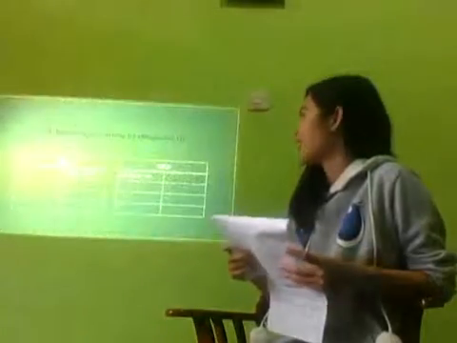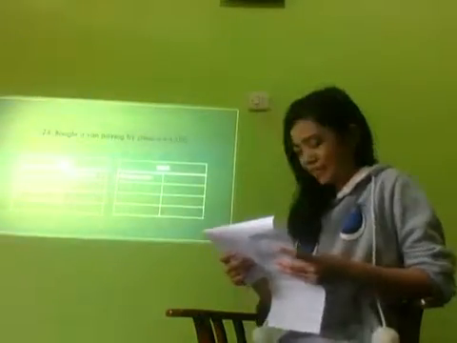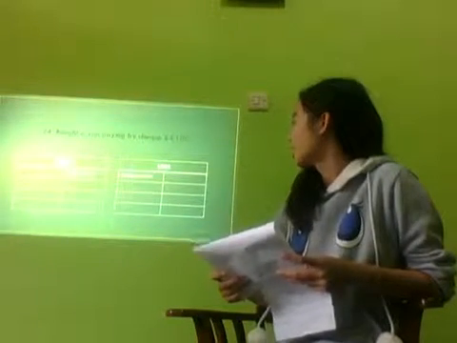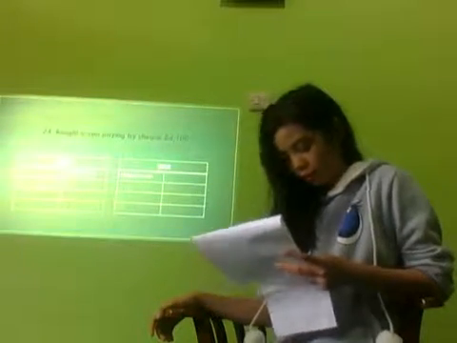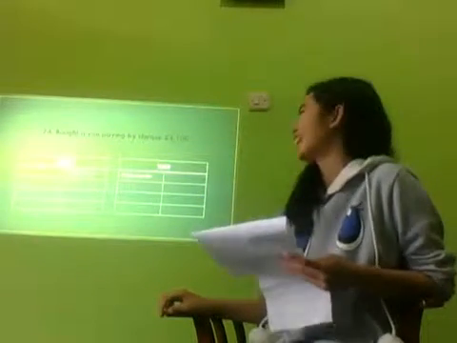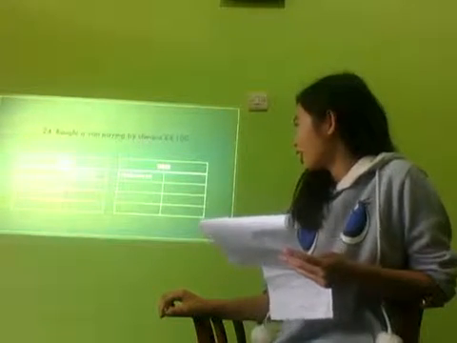Number 24. Bought a fan, paying by check, $4,100. Fan increased $4,100 and bank decreased $4,100.